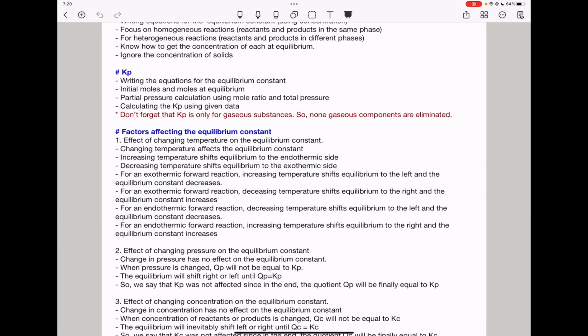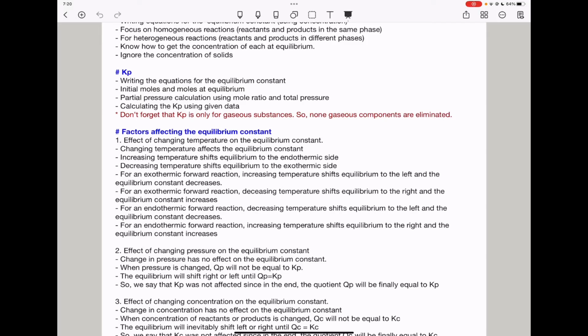Other questions on this topic can ask you about the factors that affect the equilibrium constant. They could ask you about the effect of changing temperature on the equilibrium constant. Also know that increasing temperature shifts equilibrium to the endothermic side of the reaction, while decreasing temperature shifts the equilibrium to the exothermic side of the reaction.